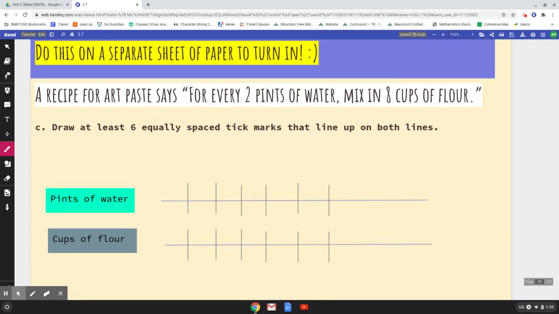So now C says, draw at least 6 equally spaced tick marks that line up. So notice how this lines up with this. And then I gave it a space and they're pretty equal, right? So you're going to want to equally draw these tick marks that I have, and you should have at least 6 of them on each line.